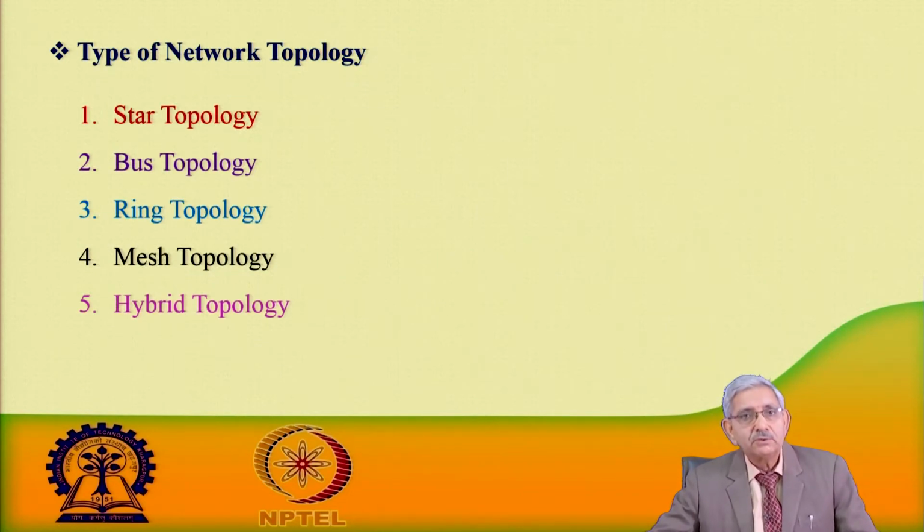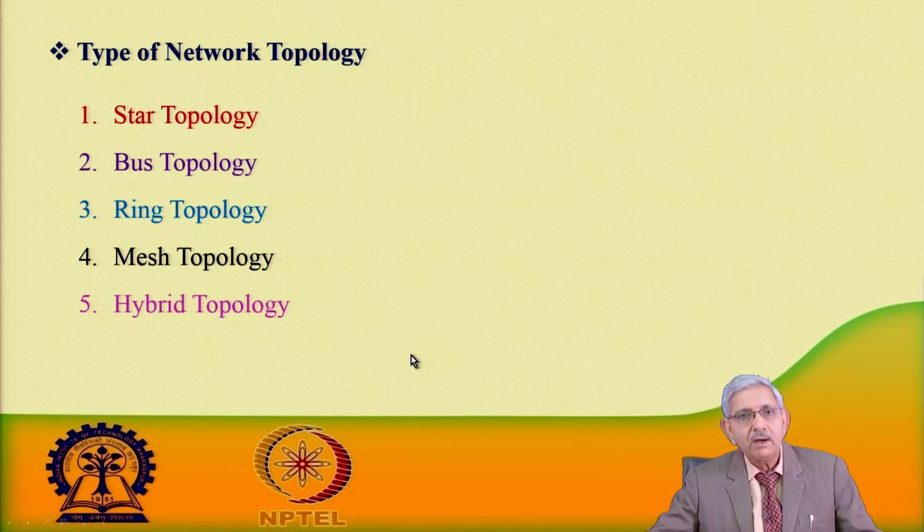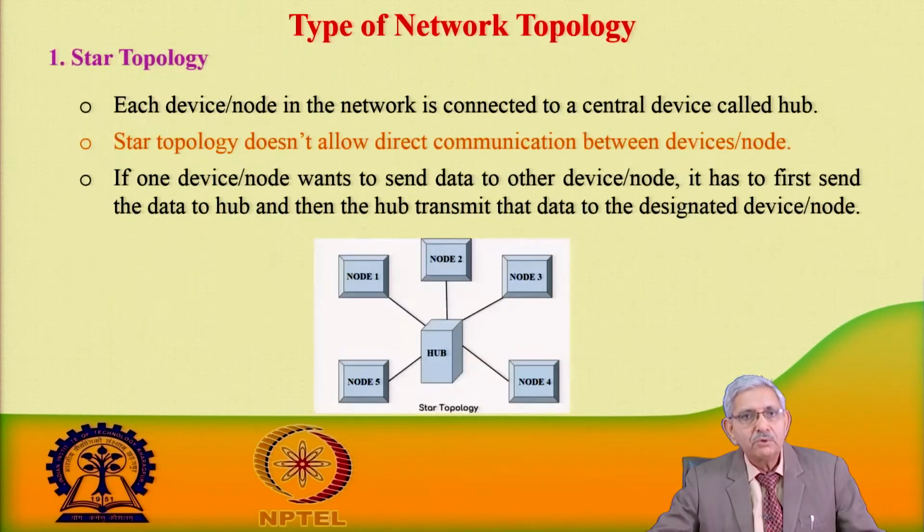So, network topology could be star topology, bus topology, or ring topology; all these have their own meaning. Mesh or hybrid means a combination of two or more of these. So, when we talk of the different types of network topology, star topology is one of them.